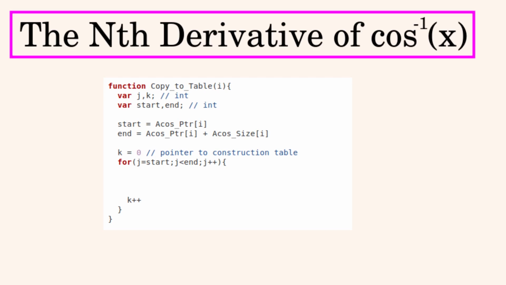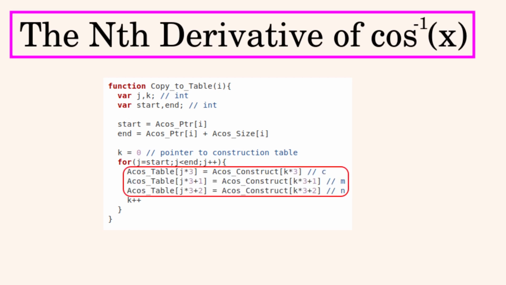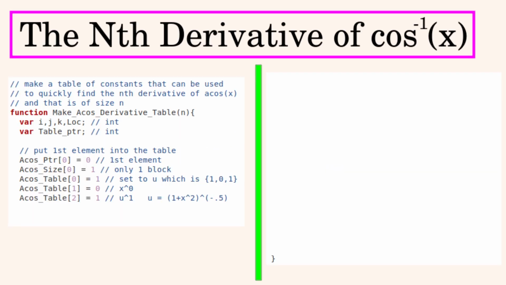So the next step is to copy the expression in the construction array to the main table array. We'll make up a loop to go through every term in the construction array. And here is where we'll copy the content of the construction array to the main table. So here's where we'll put all of these functions together to create the table.